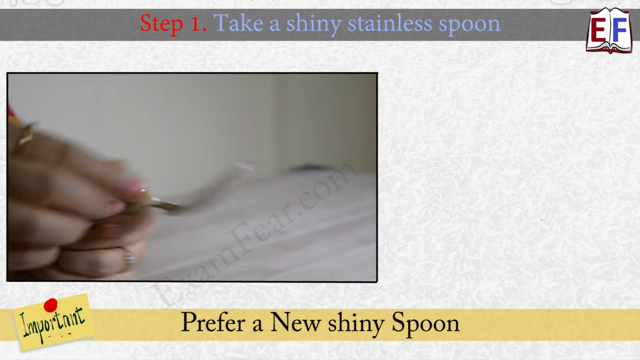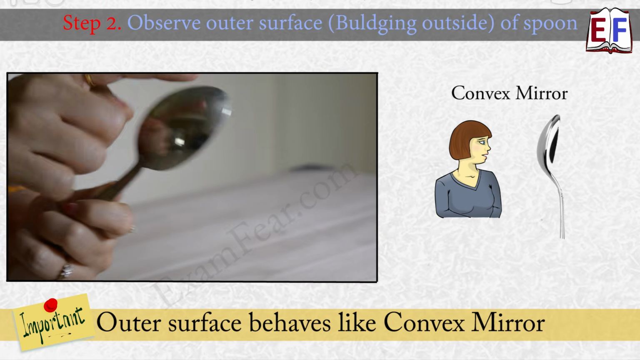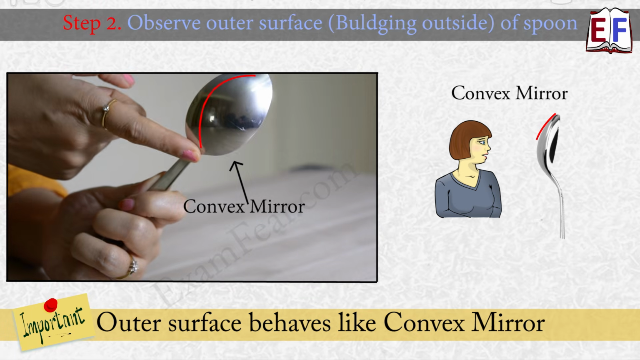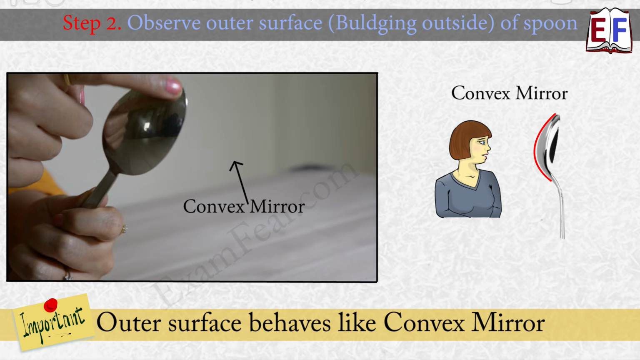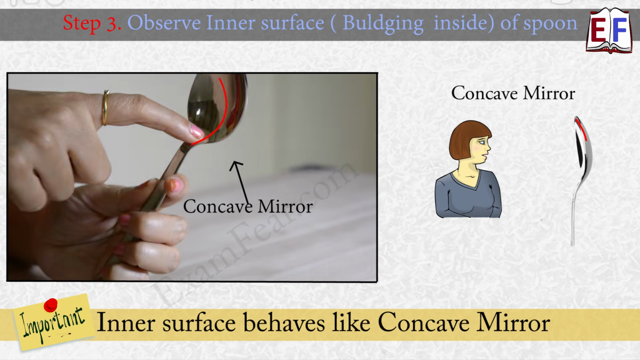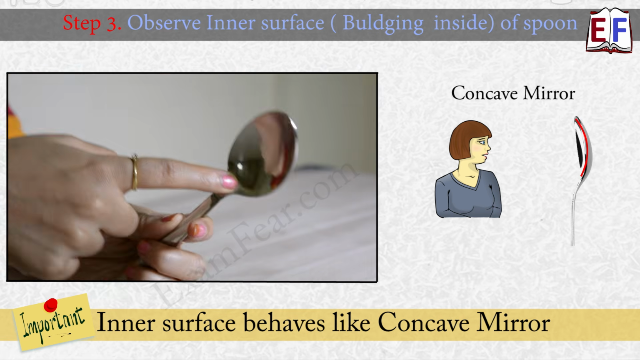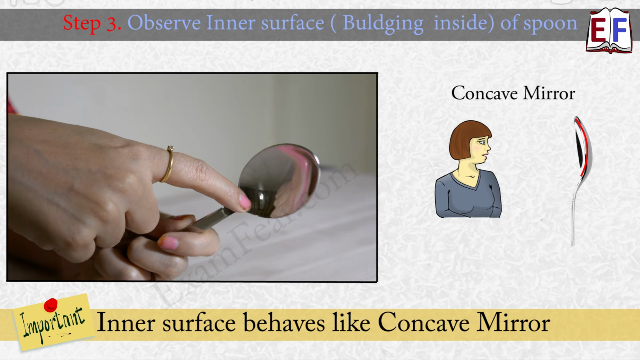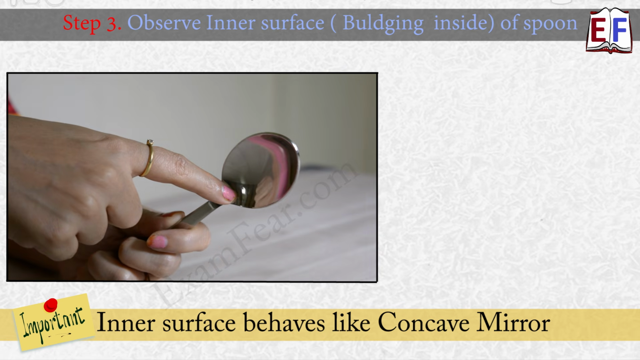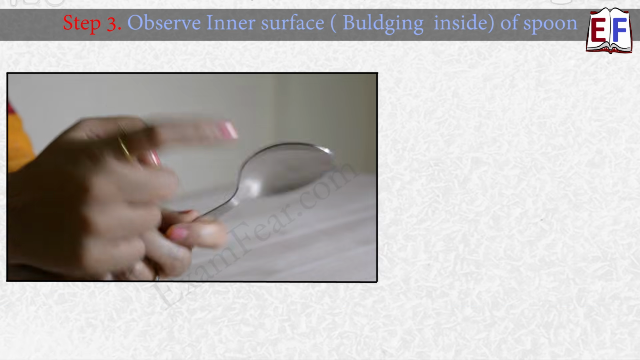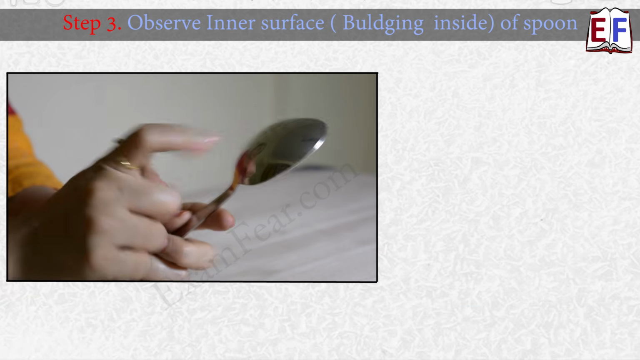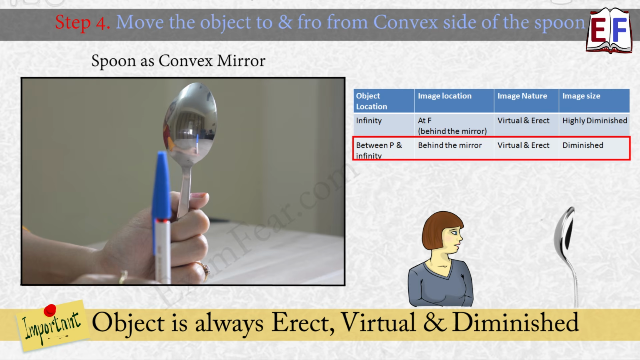In this spoon, if you observe the surfaces, you see that there is one outer surface which is bulged outwards. So this acts like a convex mirror. When you look at the inner surface, this is bulged inwards. This is like a cave. So this is the concave mirror. Now we will see image formation on both the inner surface as well as the outer surface of the spoon.